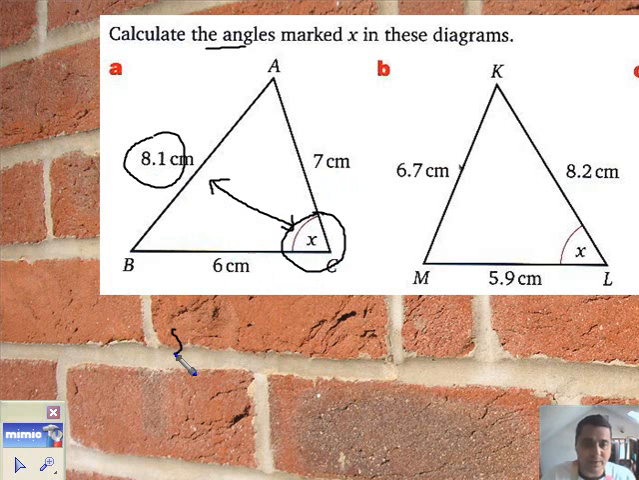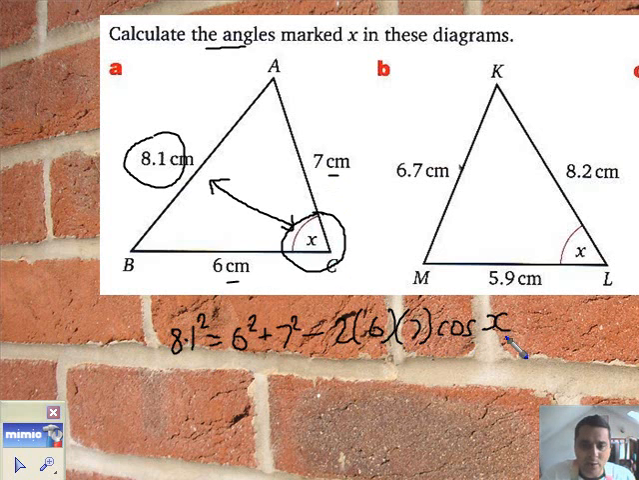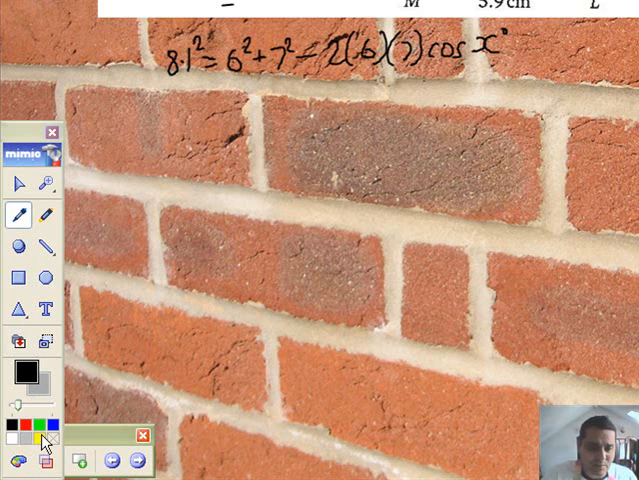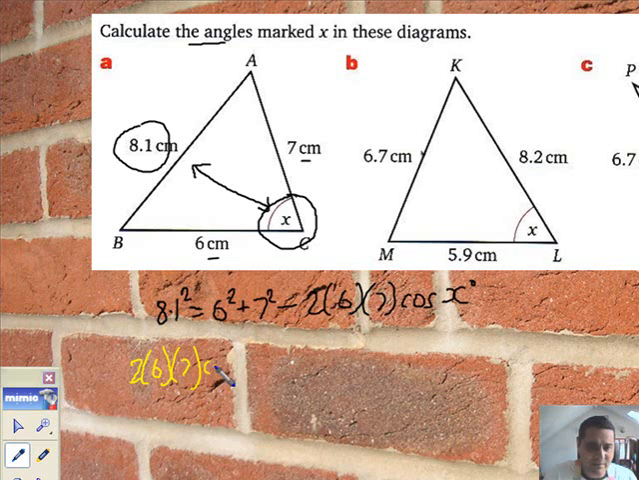So let's just get a mark by doing this. So 8.1 squared equals the other 2 squared, of course, 6 squared plus 7 squared, take away 2 lots of the other 2, 6 times 7 multiplied by the cosine of angle x, which is what I want to find out. Now let's take this minus 2 times 6 times 7 next door and it becomes positive. So I've got 2 lots of 6 times 7 times the cosine of the angle that we want equals, well this hasn't moved, 6 squared plus 7 squared minus the 8.1 squared.